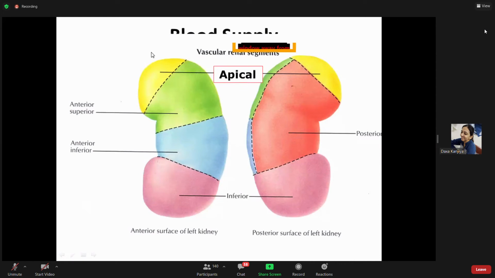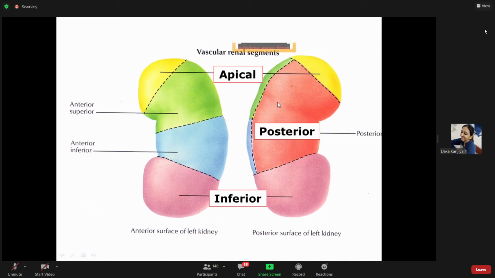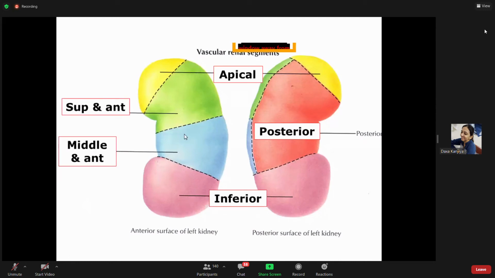So the apical segment, if you see, covers the upper pole of the kidney on the anterior aspect as well as the posterior aspect. So 1 apical segment. 1 inferior segment, which lies on both the anterior as well as posterior surface, and 1 posterior segment, a large posterior segment. Now there are 2 anterior segments. One of them is called the superior and anterior segment and the other the middle and anterior segment. So these are the 5 renovascular segments: apical, inferior, posterior, superior and anterior, middle and anterior.